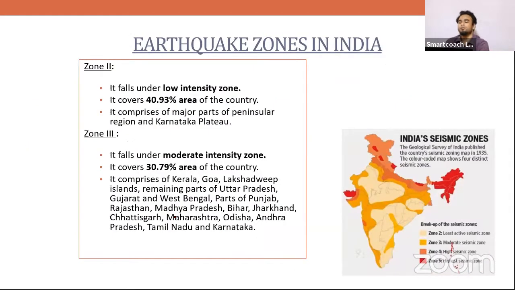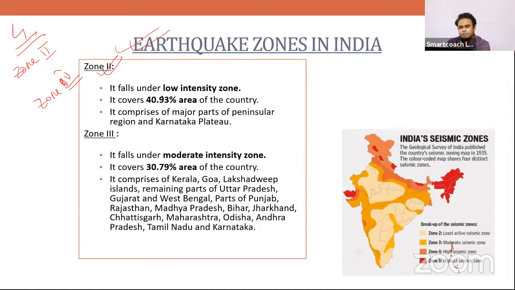Fine. So this was about the distribution of the earthquakes. And today's last topic, and this is also very, very important, is the different earthquake zones in India. Now, if I have to talk about the zones in India, there are 4 different zones. It starts from zone 2 and ends in zone 5. Okay, it ends in zone 5. So let us first talk about your zone 2.